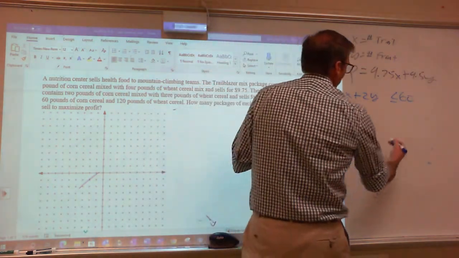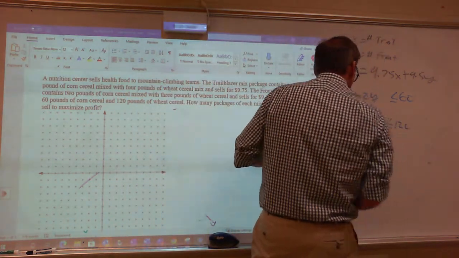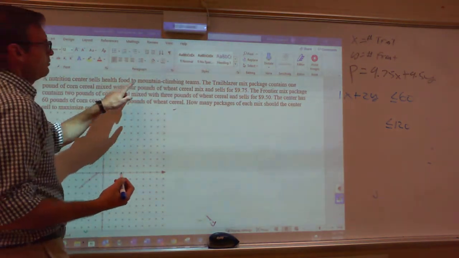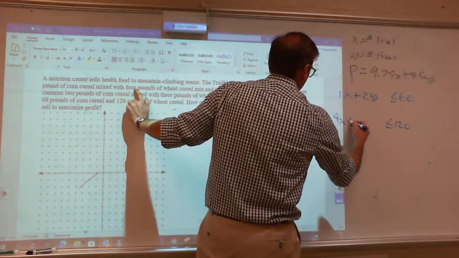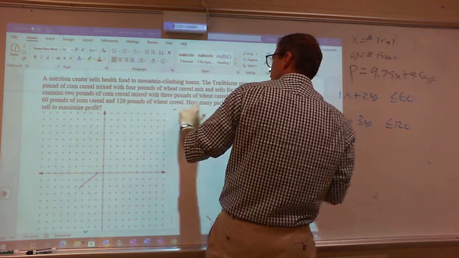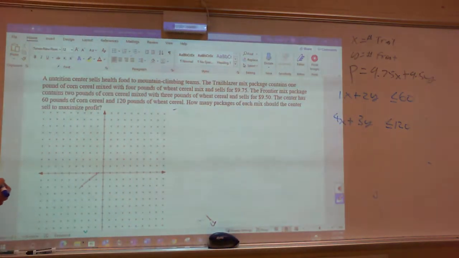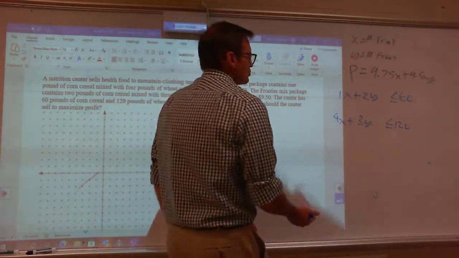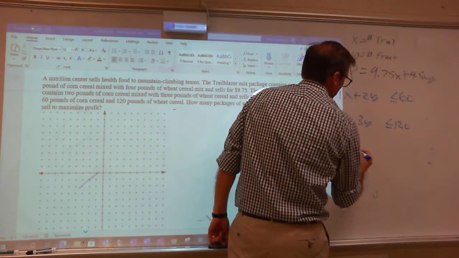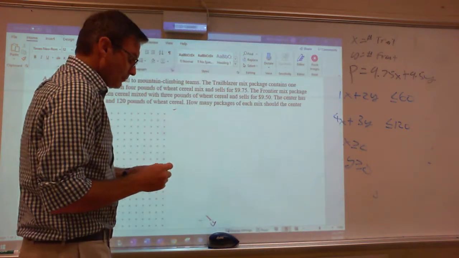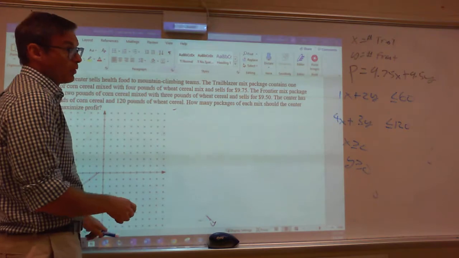We've got 120 pounds of wheat. So in trail, we've got 4 pounds of wheat. So that's going to give us 4x. And 3 pounds of wheat in the frontier. And do we have anything else? No. We've used up all our numbers, which is great. We need our restrictions, which are going to be x is greater than or equal to 0, and y is greater than or equal to 0. And there we go. So now our job is to graph.